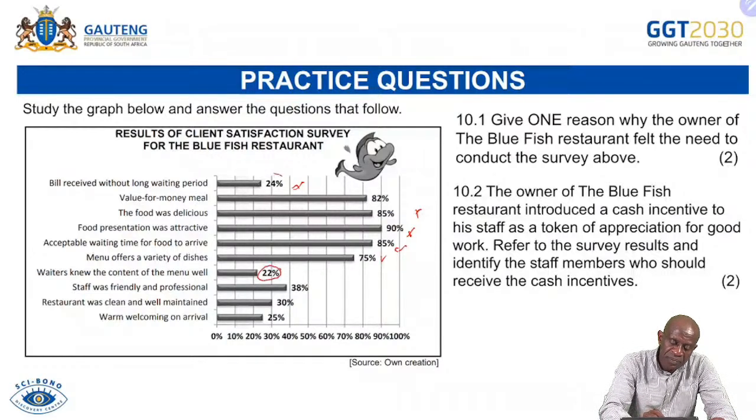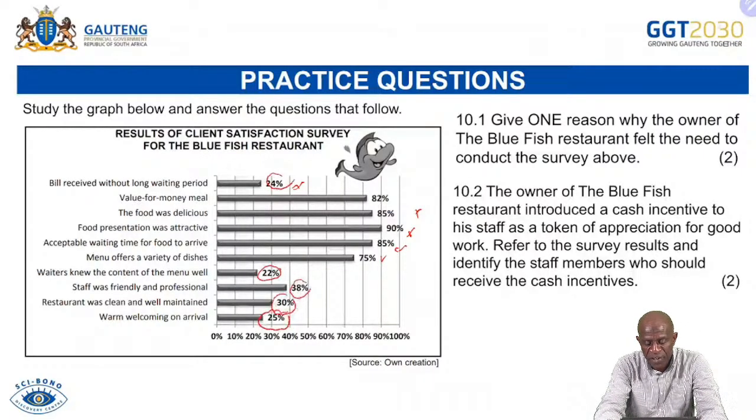It's like the bill waiting period, so they had to wait for a long period of time for the bill to be given to them, and it was rated 24%. Staff was friendly and professional. It was rated 38%, still a poor rating. Restaurant was clean and well maintained, also at 30%, which is of course a poor rating. And warm, welcoming on arrival, which is also a problem. It is rated 25%.